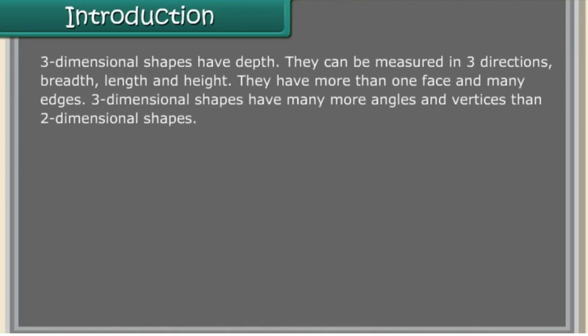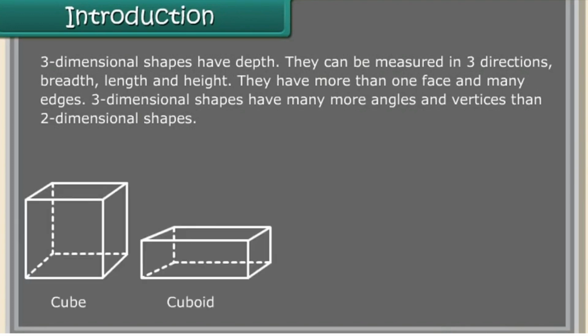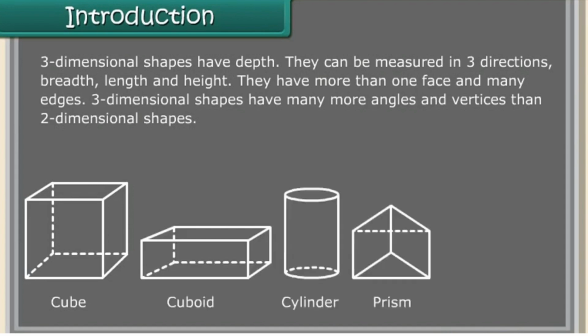Three-dimensional shapes have depth. They can be measured in three directions: breadth, length and height. They have more than one face and many edges. Three-dimensional shapes have many more angles and vertices than two-dimensional shapes, such as cube, cuboid, cylinder, prism, pyramid, etc.